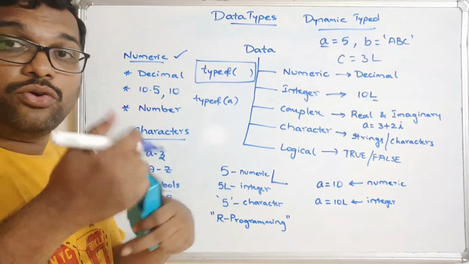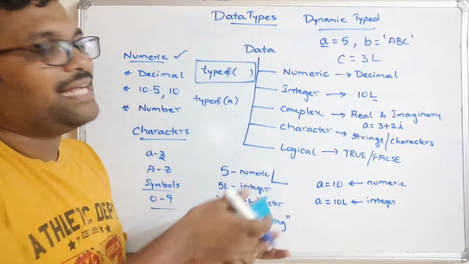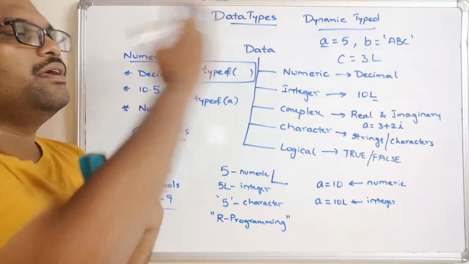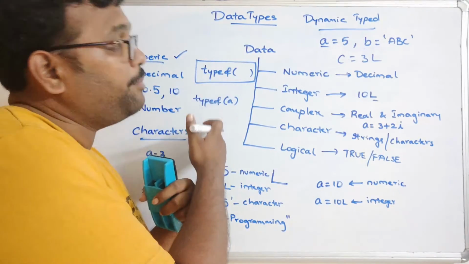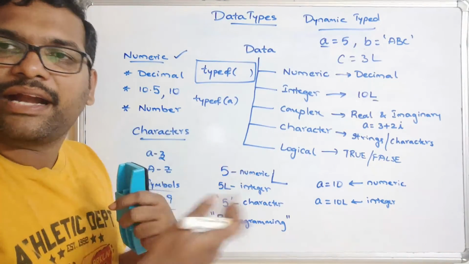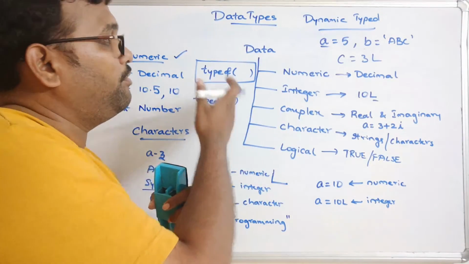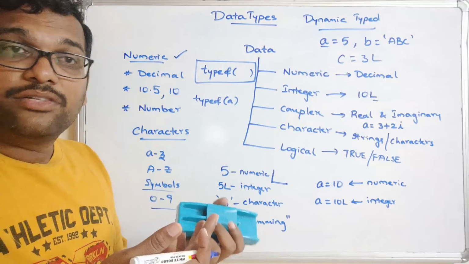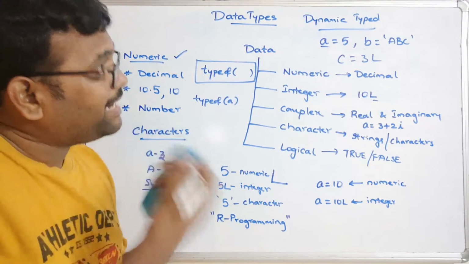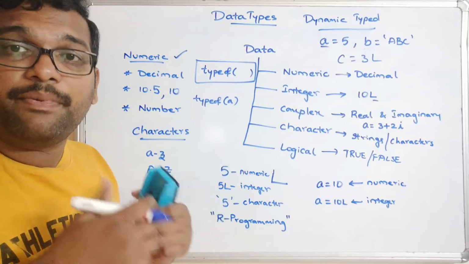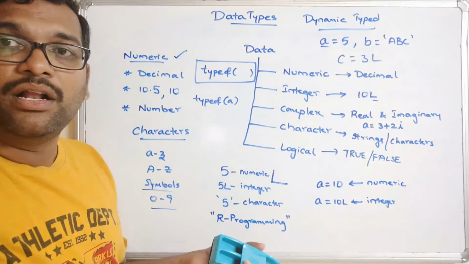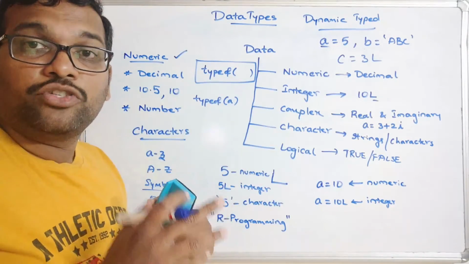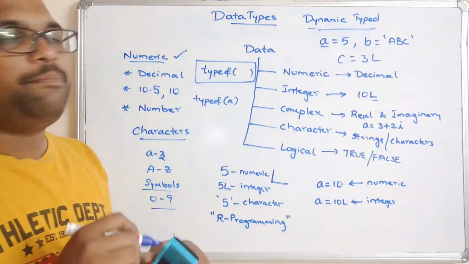One more important thing, we call all these objects. The data type of object A is numeric, the data type of object B is character, and similarly the data type of object C is integer. So we need not declare the variable with a specific data type explicitly. Based upon the value assigned to the variable, the data type will be defined. Such a thing we call a dynamically typed language.